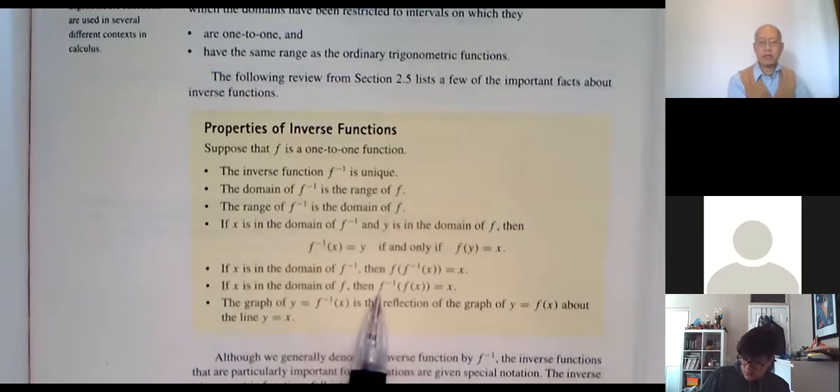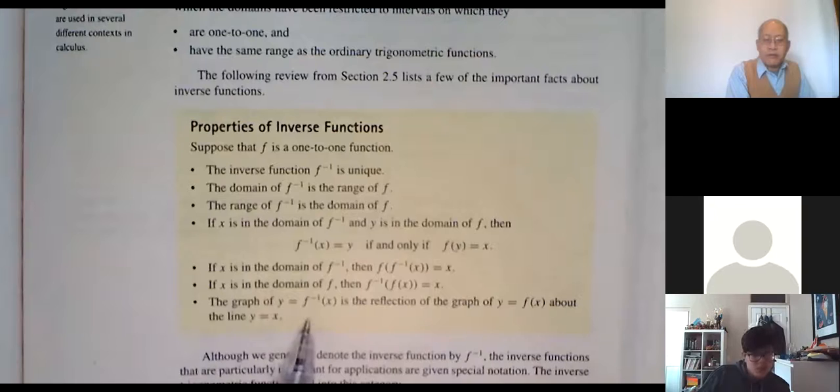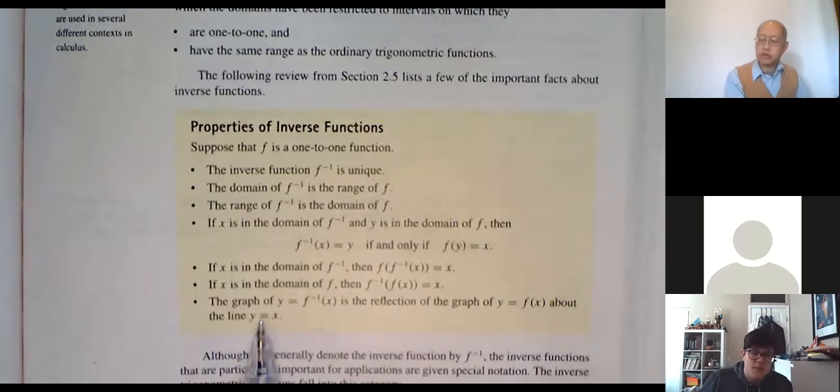Or you could switch it around and say f inverse of f of x is also equal to x. Okay, so those are some properties of inverse functions. The graph of an inverse is a reflection of the graph of y equals f of x about the line y equals x. That's true. You don't really need it that much in this section.